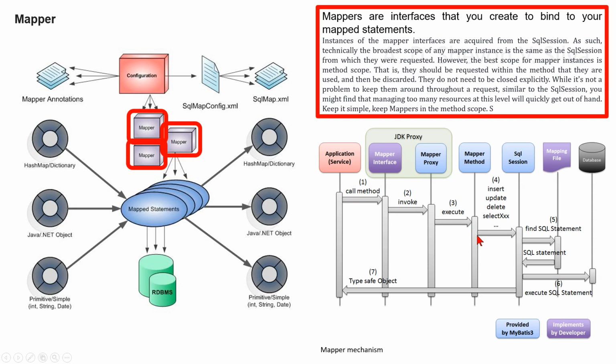Then the mapper method is connected to the SQL session via insert, update, delete, select, xxx, and the SQL session is connected to the mapper file via find SQL statement. The mapper file is connected to the SQL session via SQL statement, and then the SQL session is connected to the database via execute SQL statement, and the SQL session is connected to the application service via type safe object. Here the mapper proxy, mapper method and SQL session are provided by MyBatis 3. The mapper interface and mapping file are implemented by the developer.